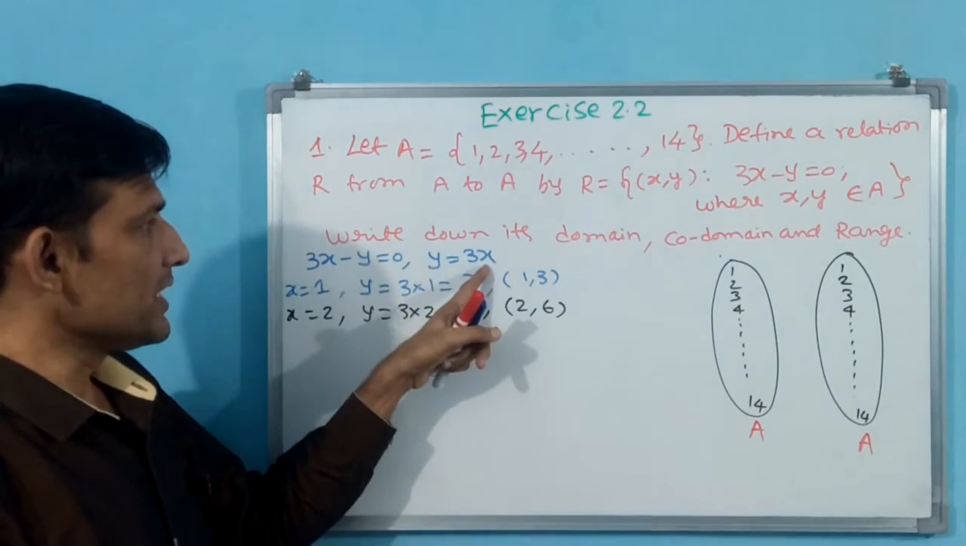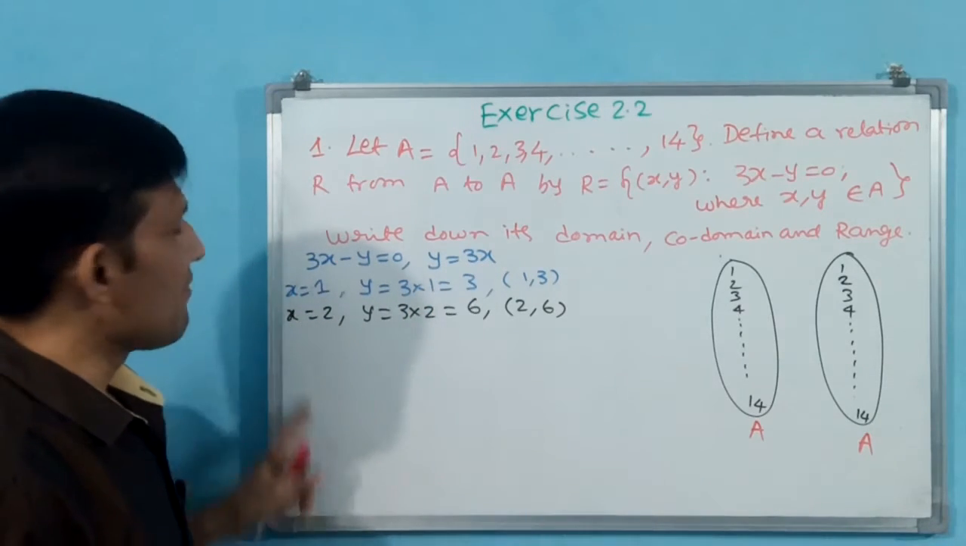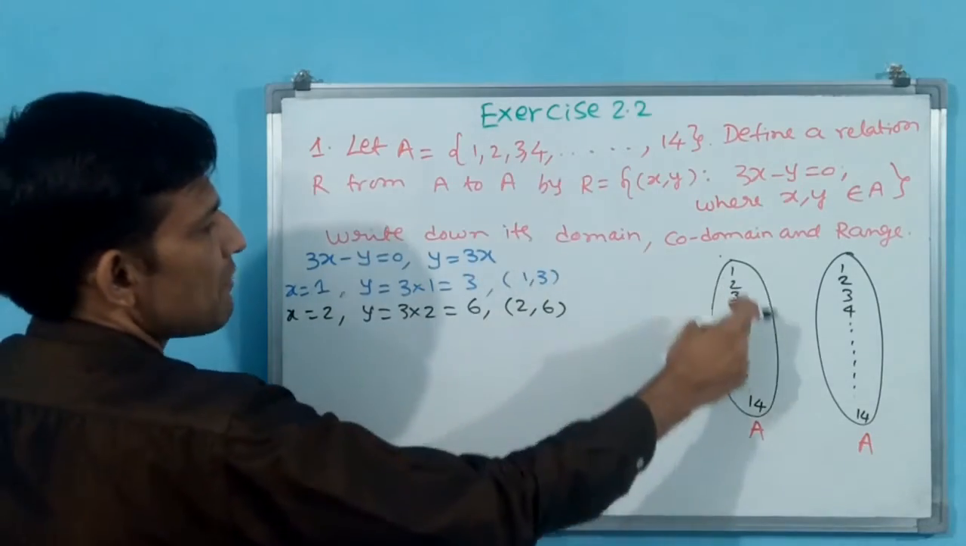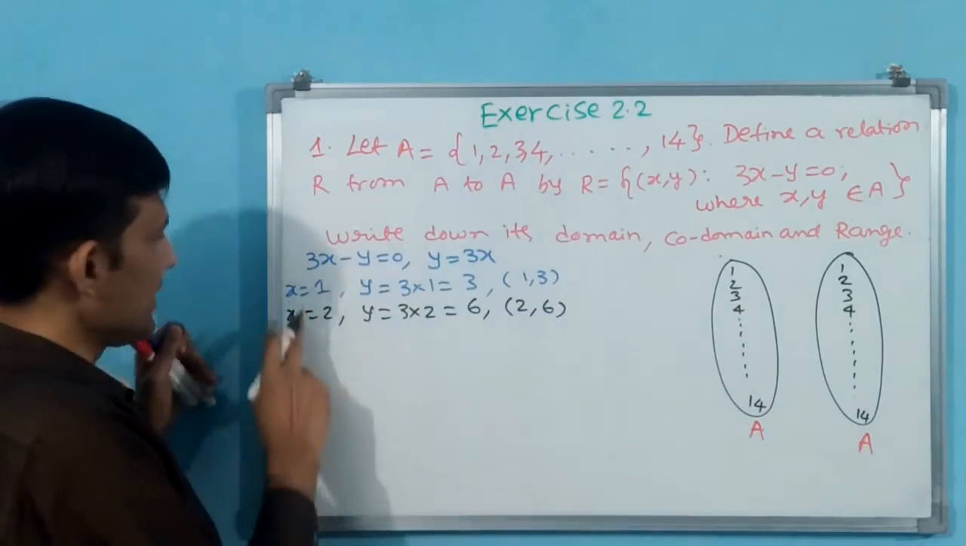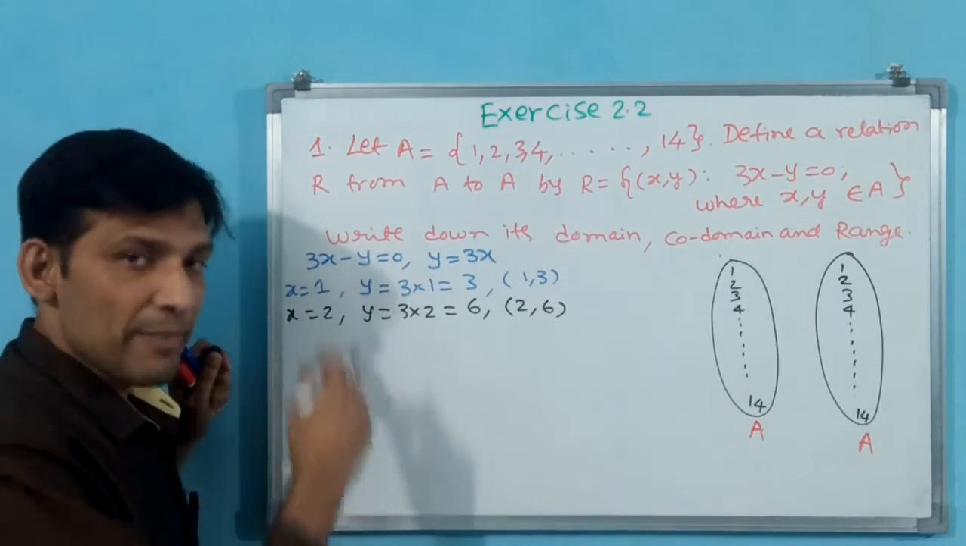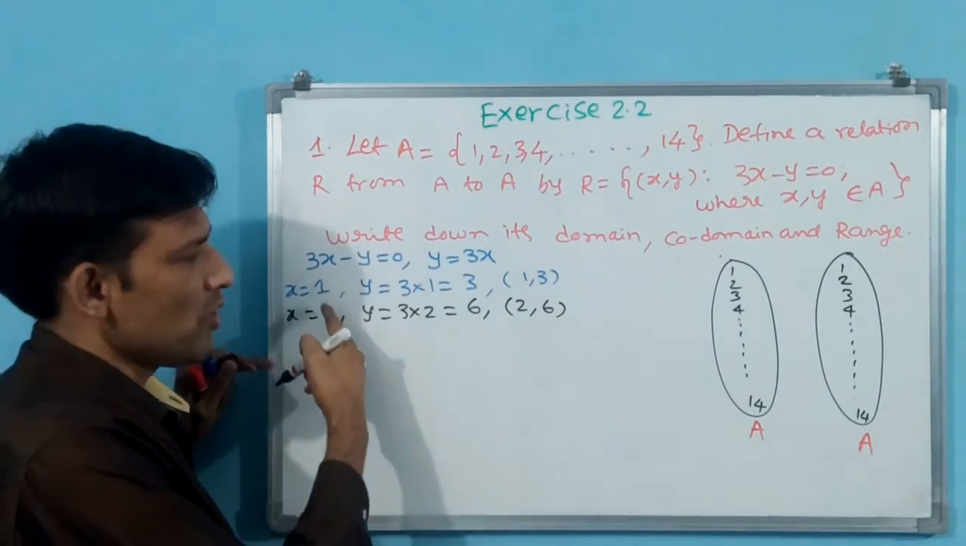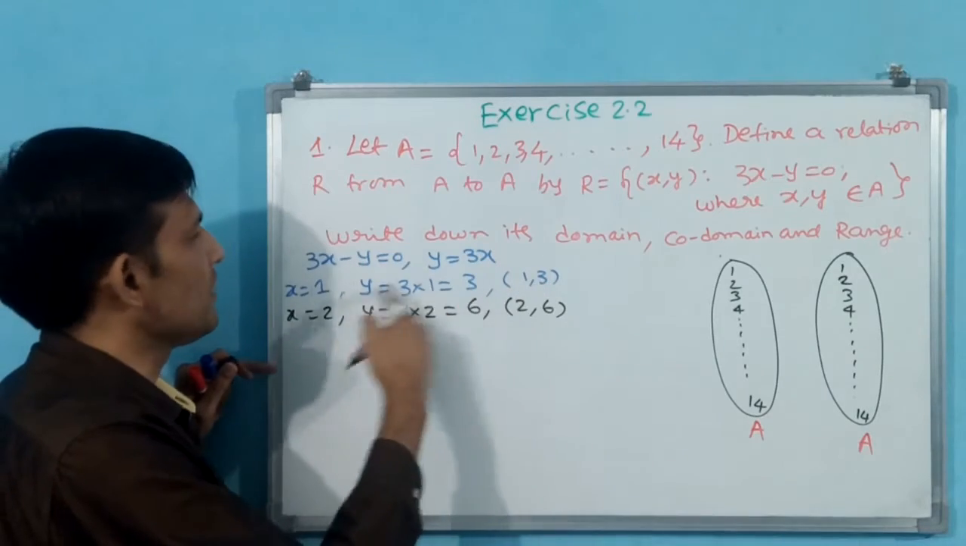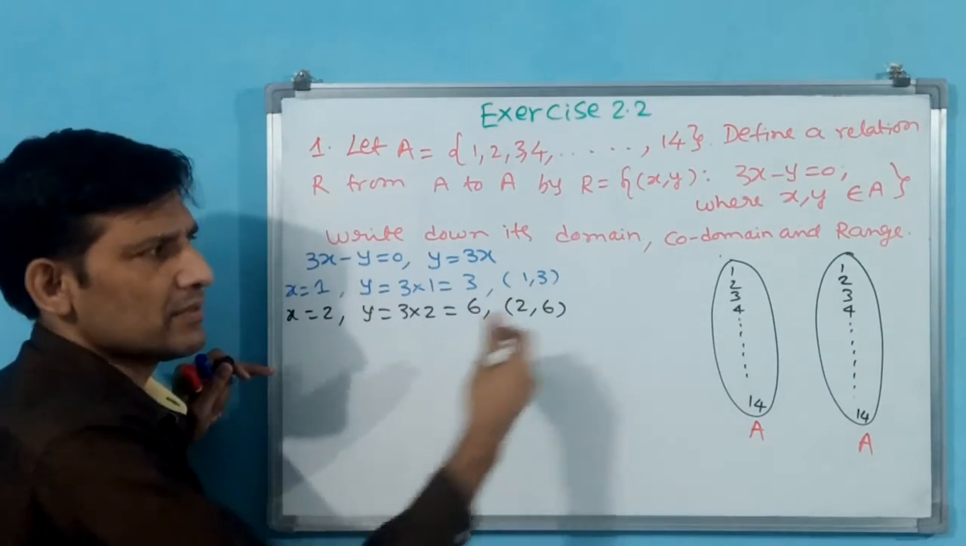Y is equal to 3x is there. X, 1 by 1 we are taking. What we have to take? X, 1 to 14 are there. X 1 to 14 we may take, but wait, you see how I am taking. 1 you have taken, 1 3 has come, 1 3 is a set. Set means relation.